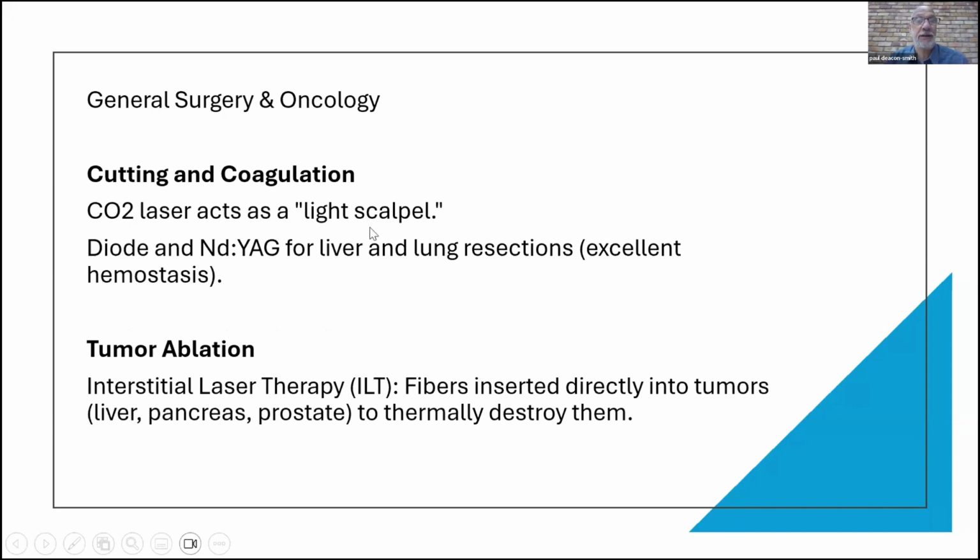So the CO2 acts like a light scalpel, which, as I explained before, is brilliant because it cauterizes at the same time. The diode and Nd:YAG for liver and lung resections, so it can go in. There may be stuff that you want to get rid of and cut out or open up pathways. You can do that. Tumor ablation. So you're basically just going to burn away the tumor, right? And you can put it directly inside of the tumor in liver, pancreas, and prostate, and thermally destroy them from within. So that's one way.